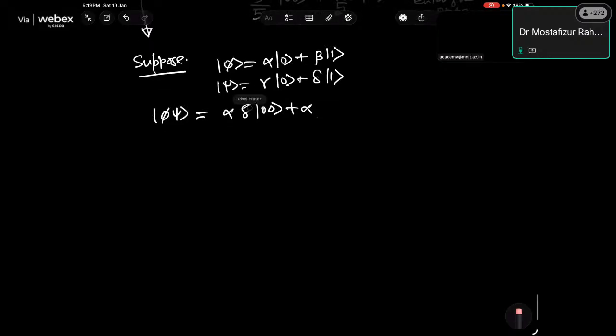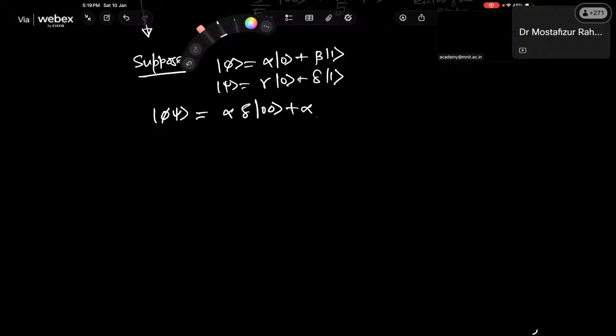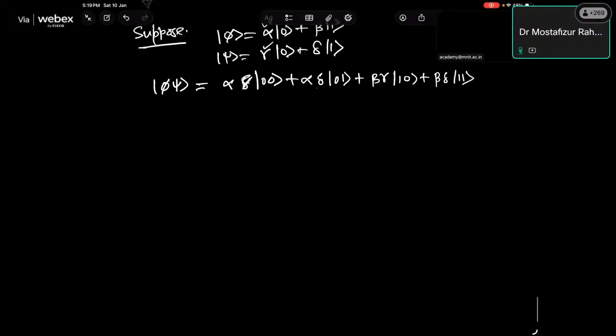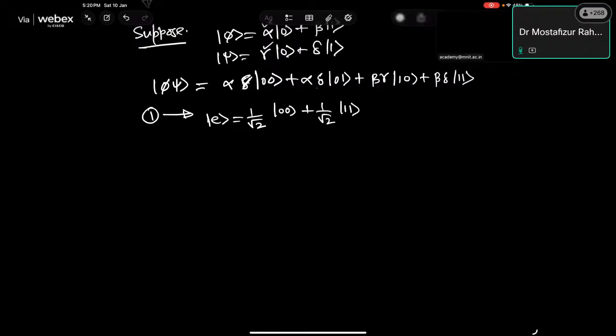Sorry, these pencils are always creating problems. This will be gamma, okay? Alpha gamma 0 0, you are multiplying this with this. Then alpha delta 0 1 plus beta gamma 1 0 plus beta delta 1 1. Just multiplying these two vectors in tensor multiplication form, right? So this is your composite system. But from 1, we have ket E, the composite system, equal to 1 by square root 2 0 0 plus 1 by square root 2 1 1, right?